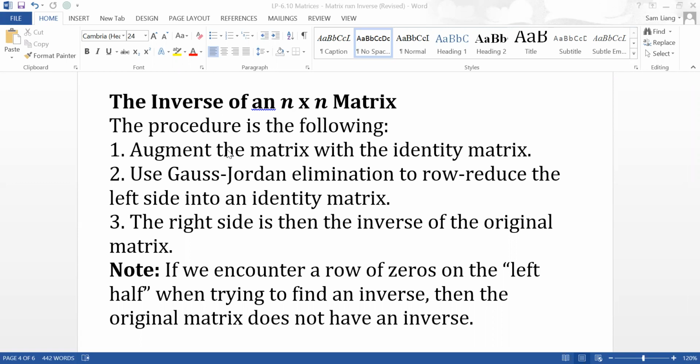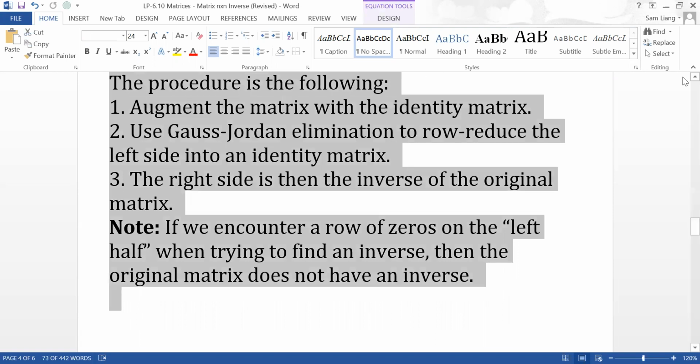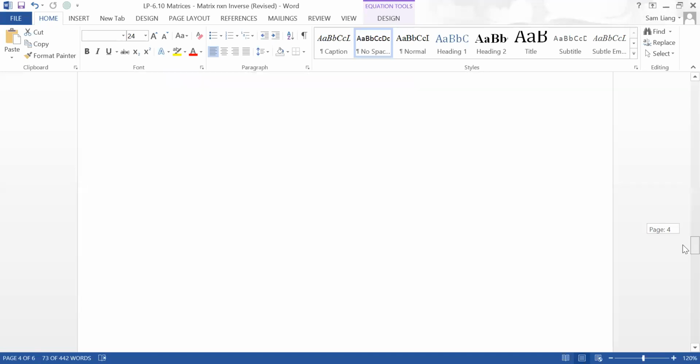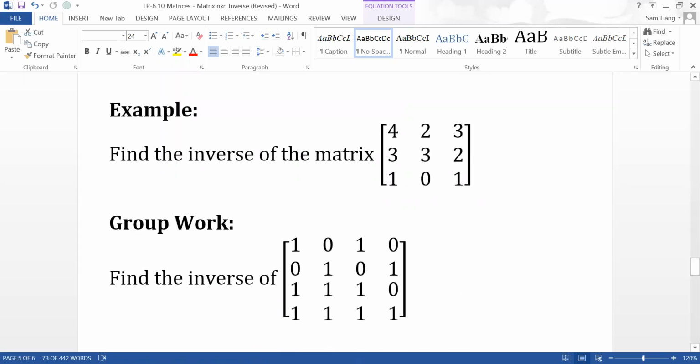All right, does anyone still need to copy this slide here? Okay, if not, then I'll move on. So next is the example. We're first going to find the inverse of this 3 by 3 matrix. And then for our practice question, we'll find the inverse of a 4 by 4.